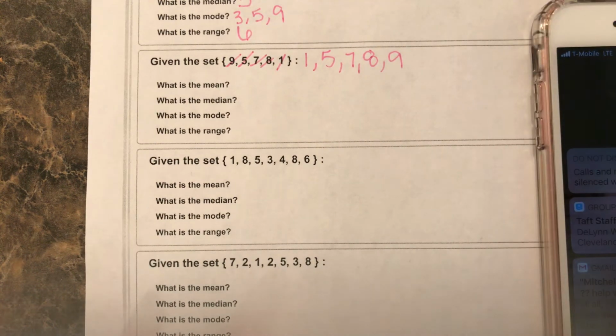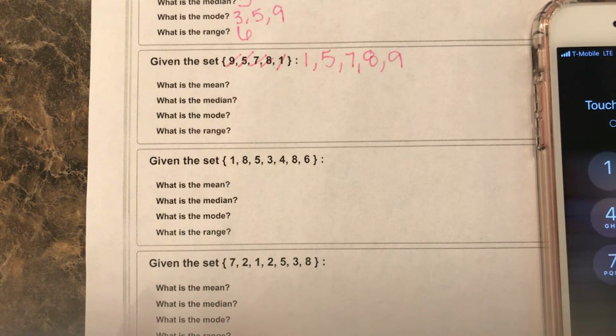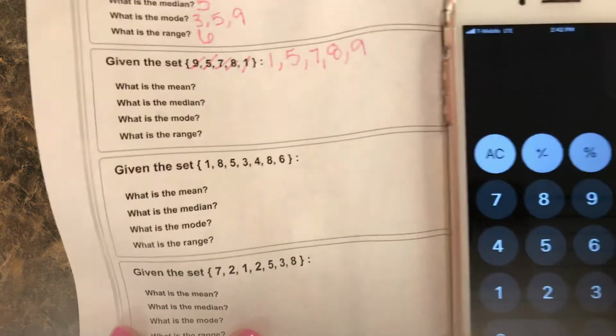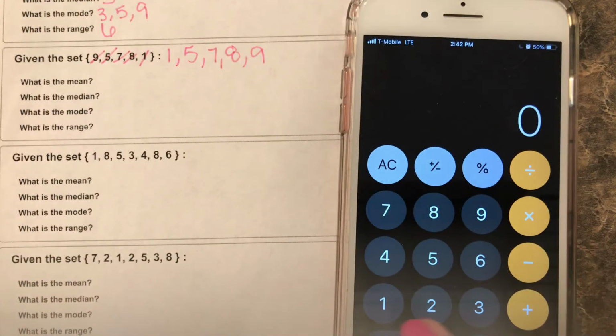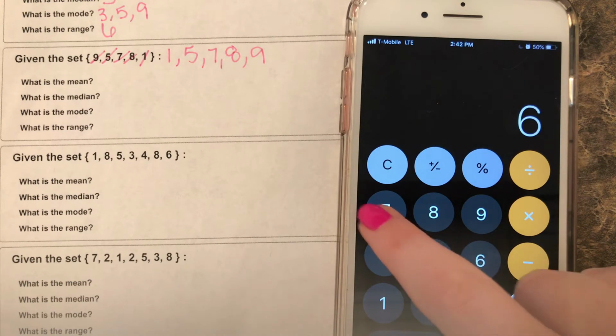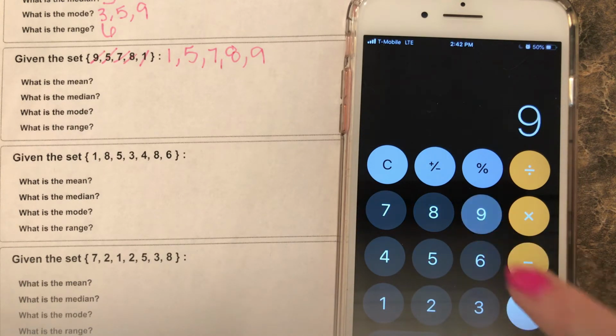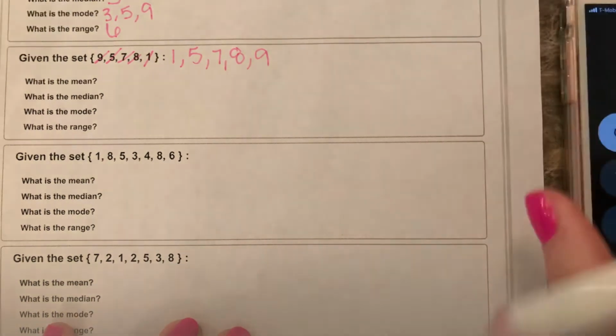Okay, add them all up. Oh, you can't see, I'm sorry. 1 plus 5 plus 7 plus 8 plus 9 gives us a total of 30.